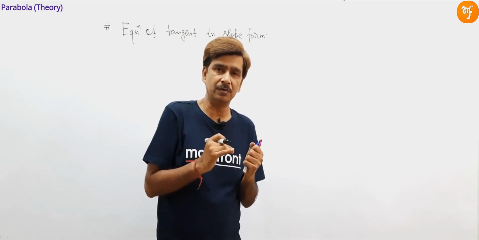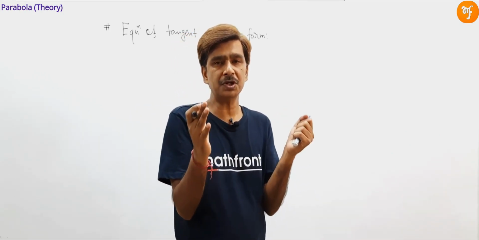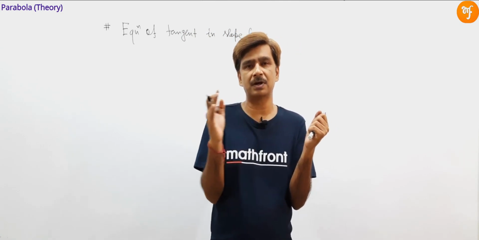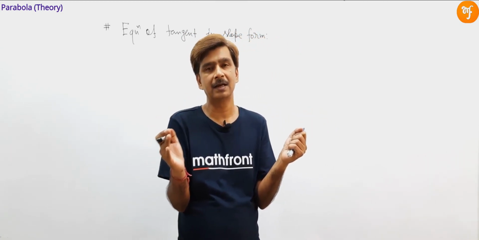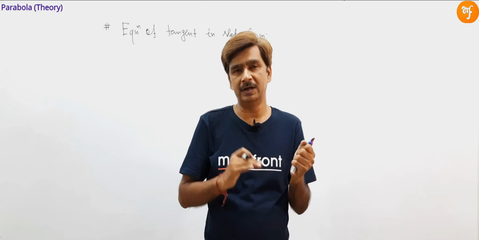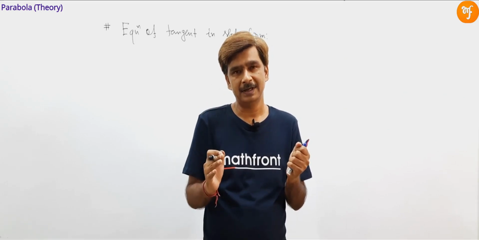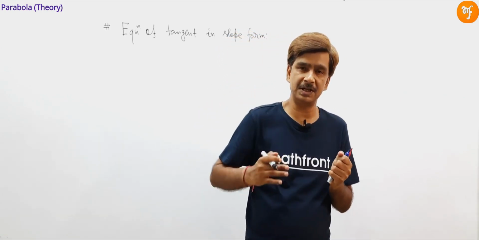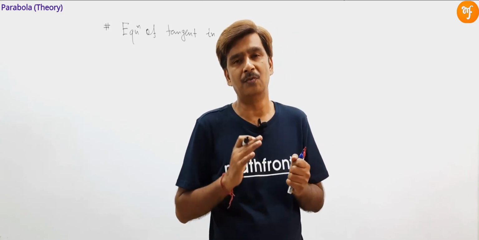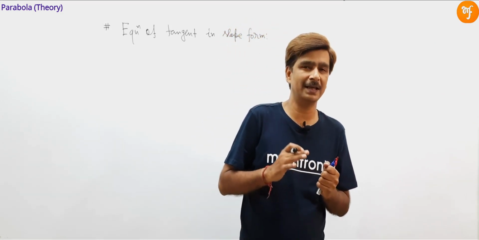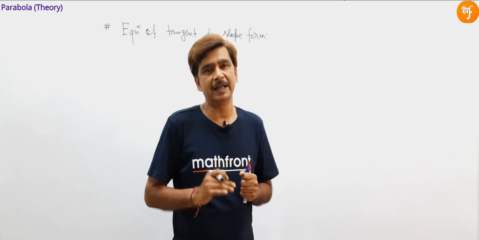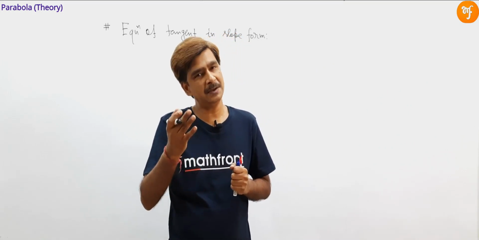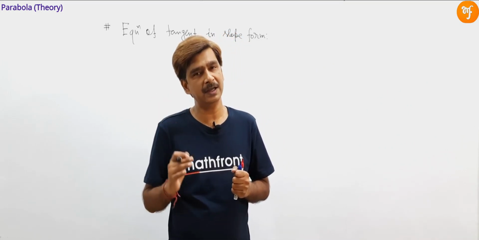Okay, we know if the equation of the parabola is y square is equal to 4ax and any tangent on it has slope m, then the equation of the tangent can be written in the form of y is equal to mx plus a by m. Okay, and the point of contact will be a by m square comma 2a by m.